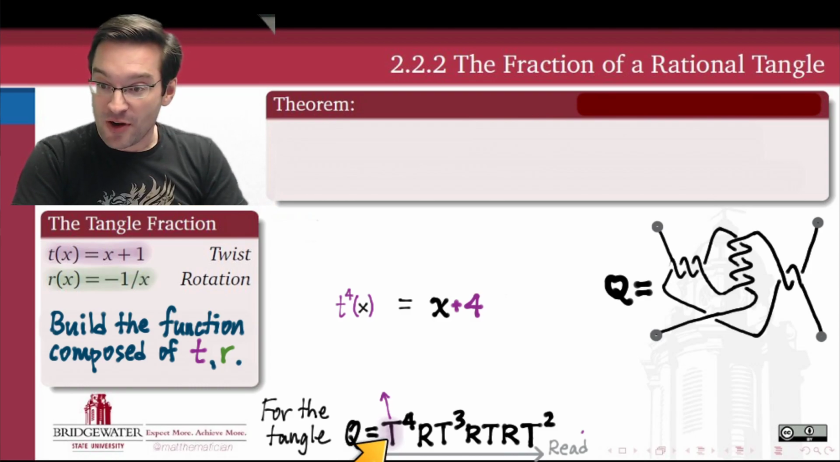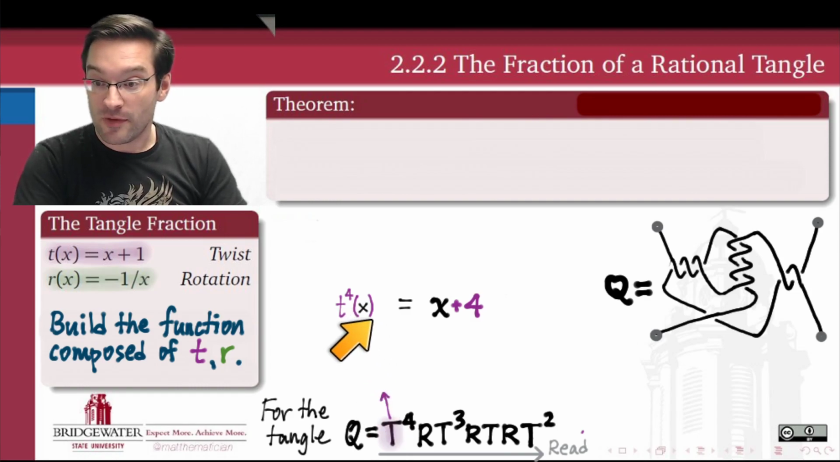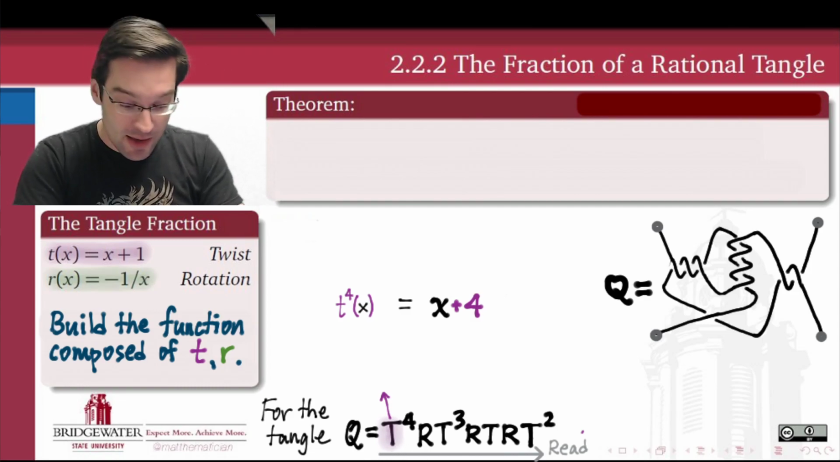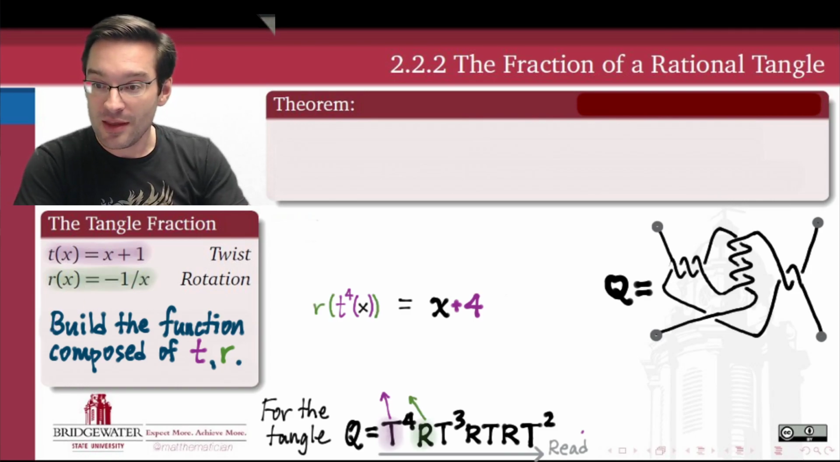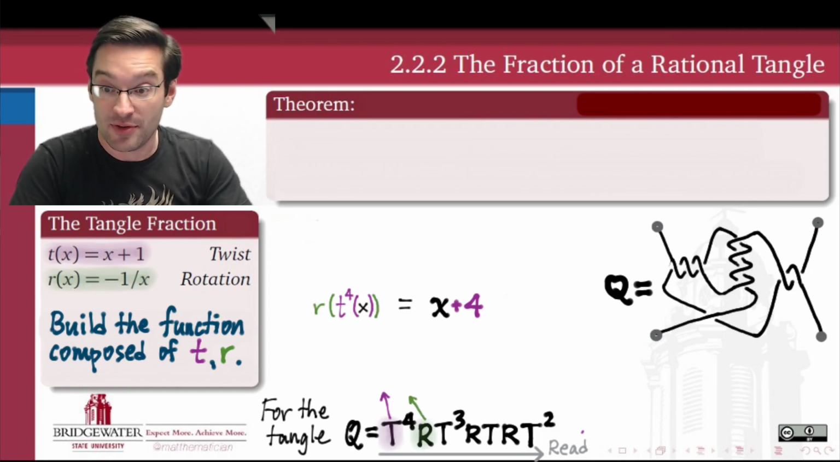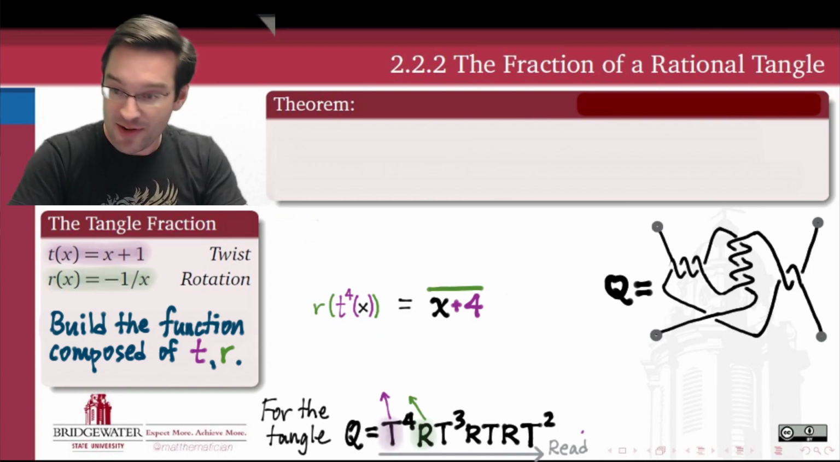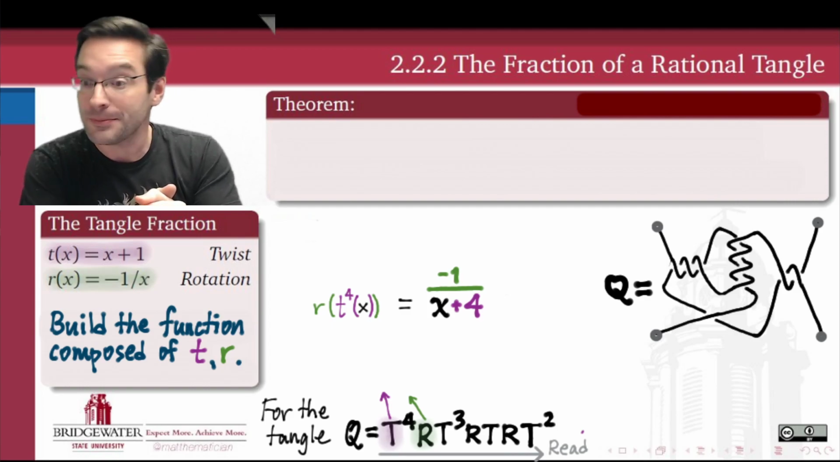So far, my function composition representing t to the 4th power is the function t to the 4th of x equals x plus 4. The next step in my rational tangle word is a rotation. So I need to apply my r of x function, the opposite reciprocal. If I apply r to both sides of this equation, I get on the left side r composed with t to the 4th of x. On the right-hand side, I get the opposite reciprocal of x plus 4.